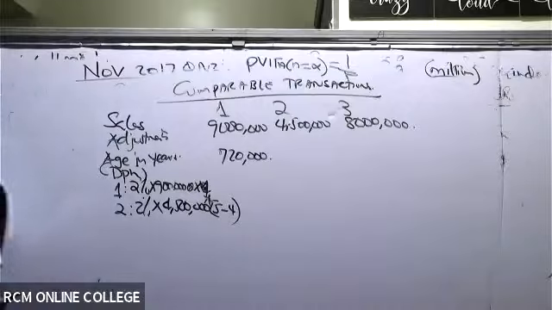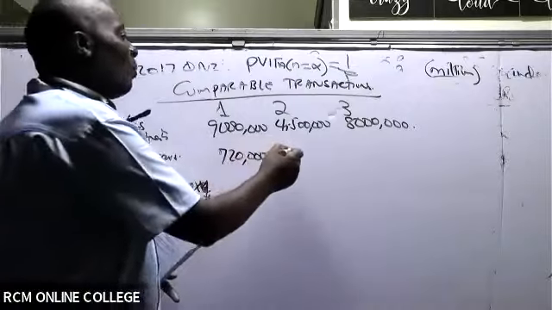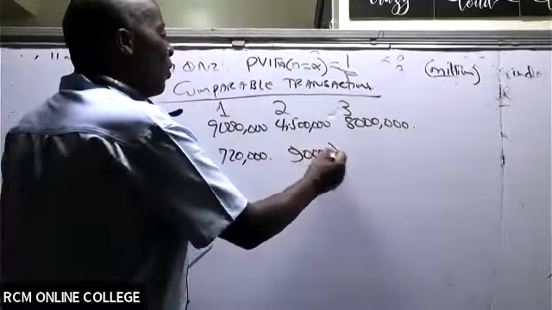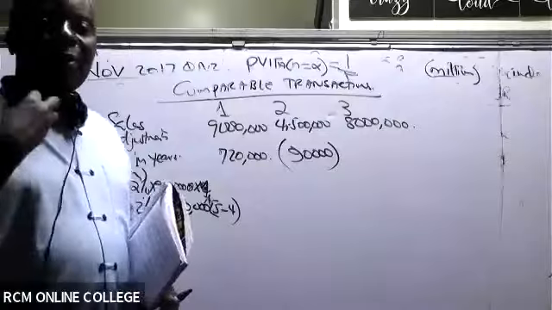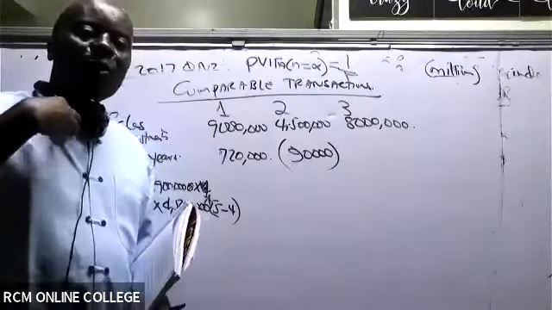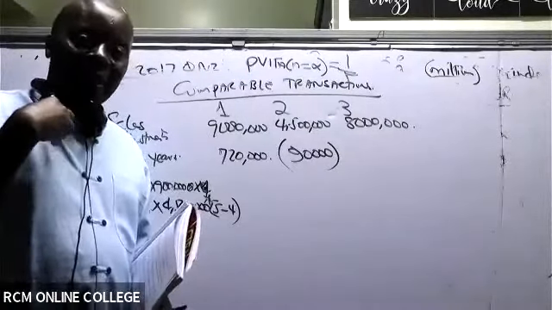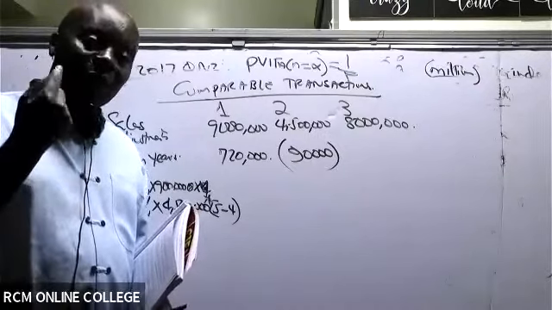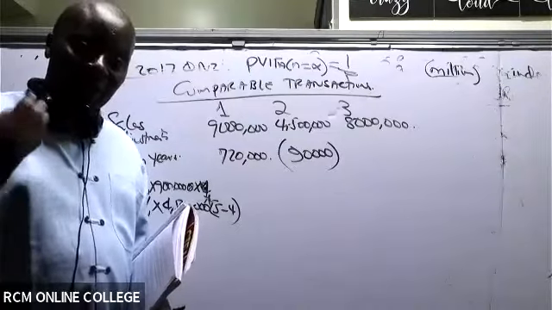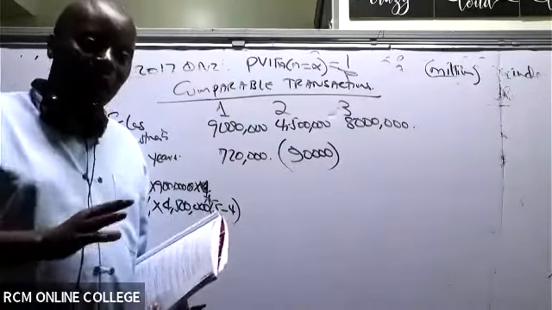So you're getting 90,000. This 90,000, in comparison to my property, I need to deduct it. My property will have a lower value because my property is older. I'm comparing this in relation to my property, so my property will have a lower value like that.